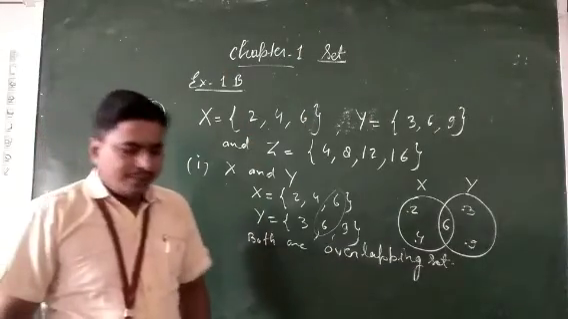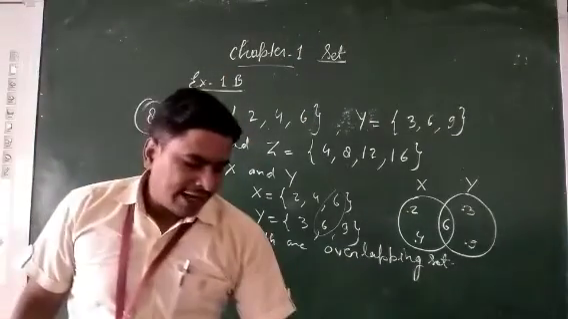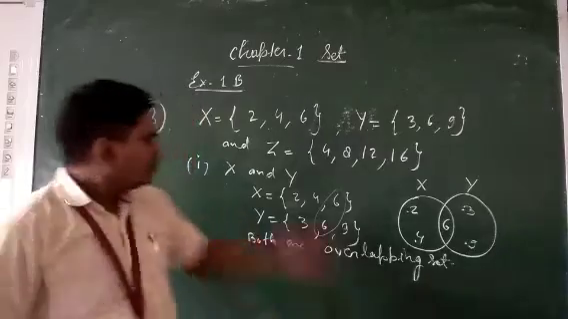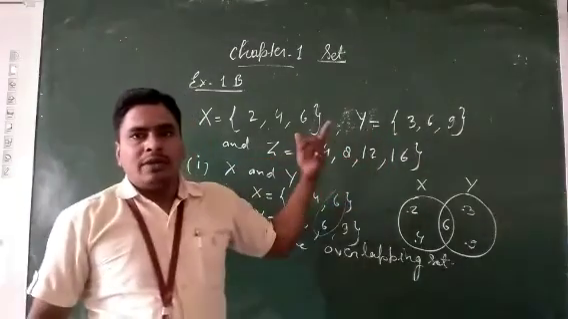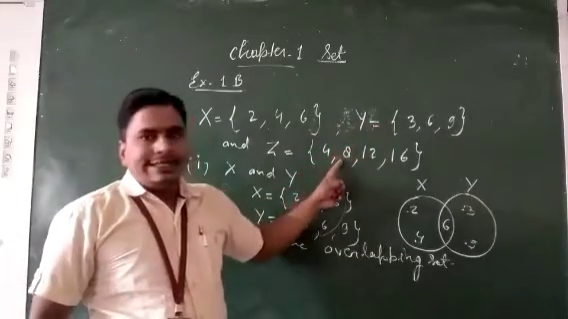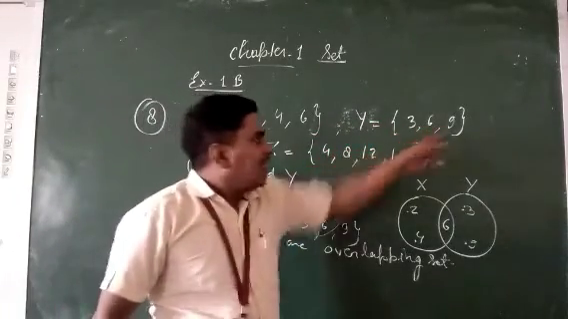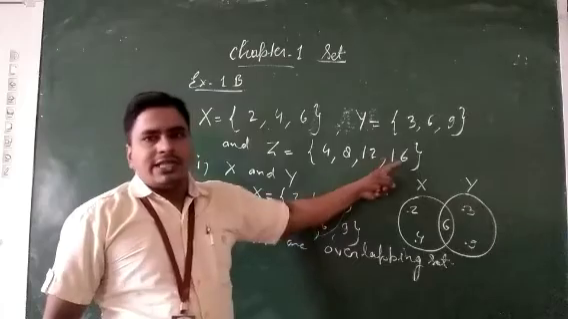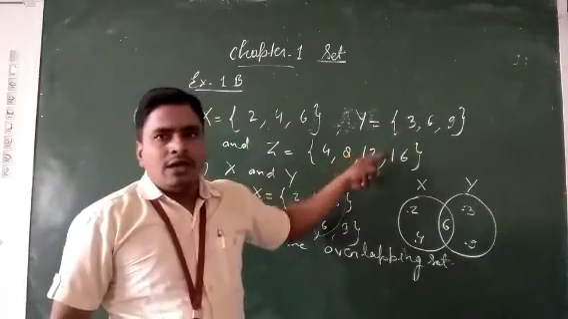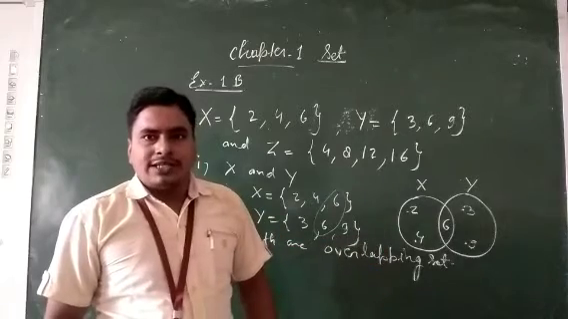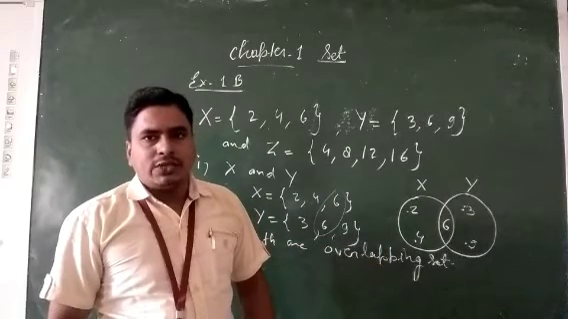Clear? Okay. The same you can find for Y and Z. Is any element common? Y: 3, 6, 9 and Z: 4, 8, 12, 16. No element is common in both sets. So both are disjoint.